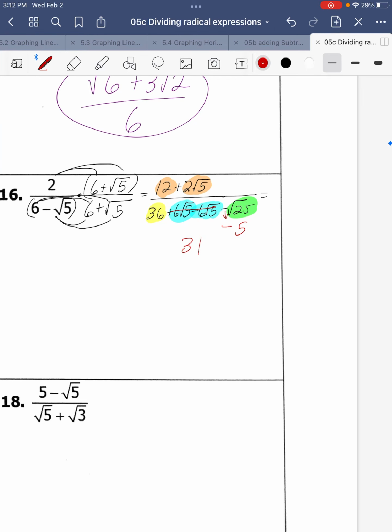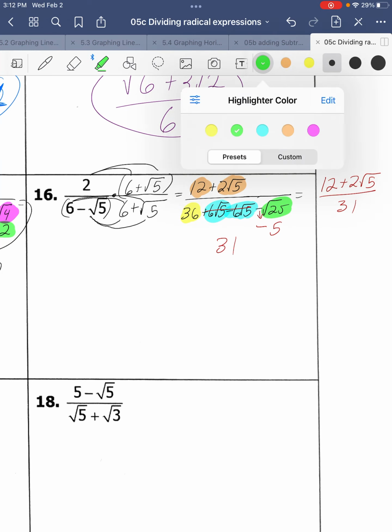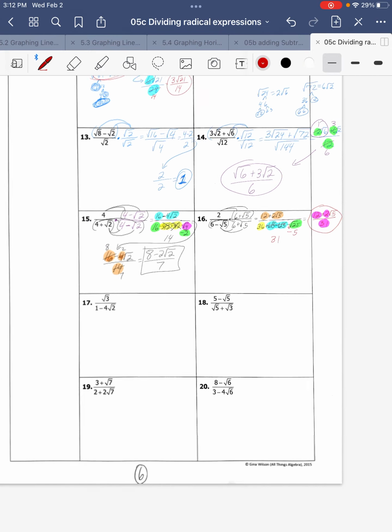So let's clean this up. So I have 12 plus 2 square roots of 5 over 31. Can I take the... So can I do 12, 2, and 31? Can I simplify all of that? No, nothing to simplify. So this is your final answer.